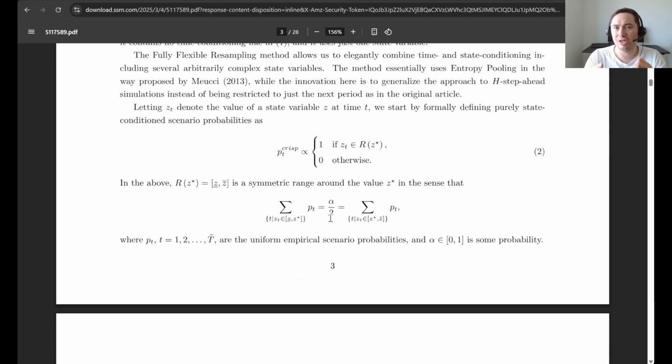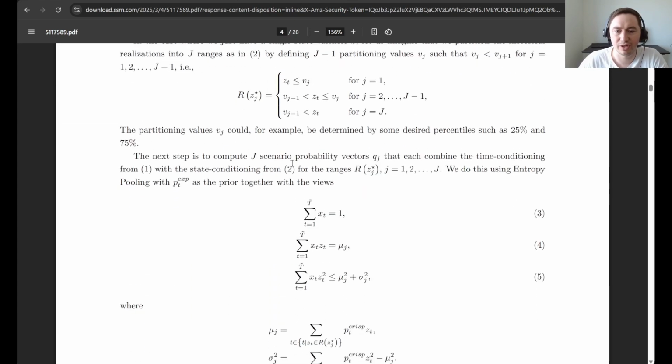It's just a clever application of entropy pooling, which was actually originally introduced in this article in 2013, but then the innovation that we make is to generalize it so that we can sample paths instead of just the same frequency as we have for data. Of course, it might be the case that we have something like daily data, and then we want to be able to simulate weekly or yearly or however long we want paths of this data instead of just looking one day ahead. So this is what this method allows us to do compared to the original suggestion.